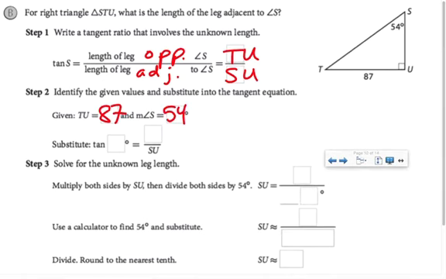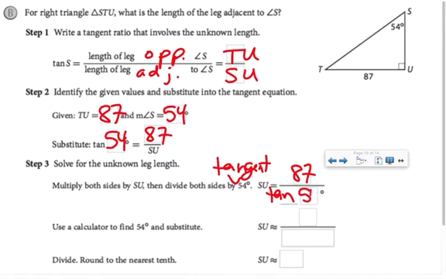I substitute in the values I know, and now I have that the tangent of 54 is equal to 87 over SU. So this time my variable is in the denominator. So what they have us doing is multiplying both sides by SU and then dividing both sides by the tangent, typo alert, of 54. So when I do that, I'll have that SU equals 87 divided by the tangent of 54.